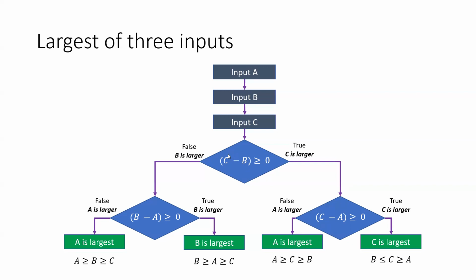The other way around, consider the very first condition false, and then B is larger because the value is not positive. In that case, again, we need to check whether A is largest or B. So for that reason, we are again doing the same thing. B minus A, we test if it is positive, then B is largest. But if it is negative, it means A is largest, and then we give out the output. So the green box always indicates the output, the blue box the conditional check, and the black box an input.